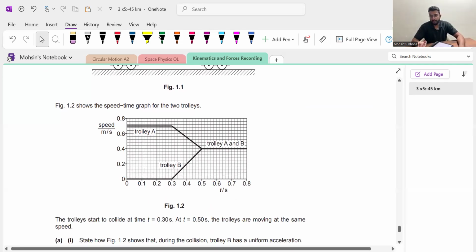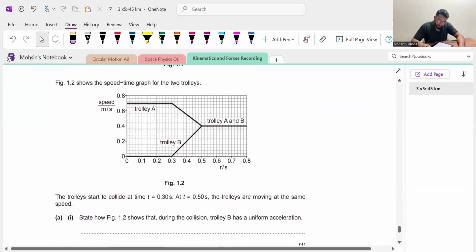This is the speed-time graph of both the trolleys. You can see at this particular point, they both have the same speed because they are stuck together.